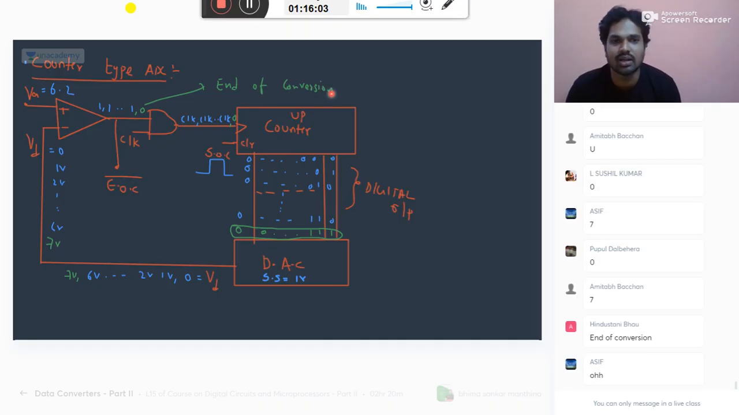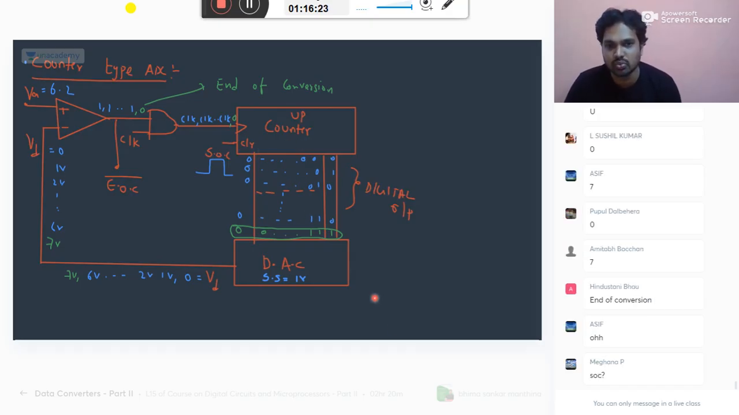As long as it is 1, conversion is happening. Whenever it becomes 0, it is doing end of conversion. That's why I name it as EOC bar, end of conversion bar signal. When it is 0, it will tell that conversion is done. Then you read the data, because you should not read the data in this space.